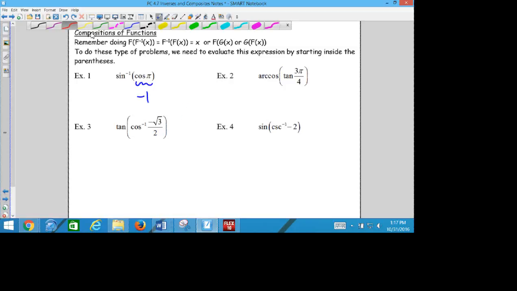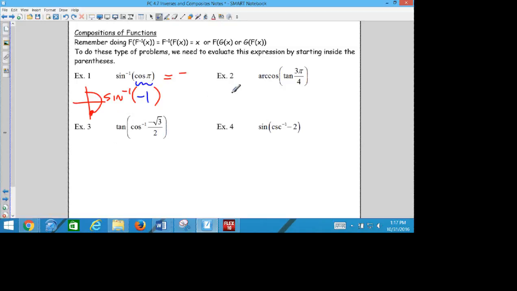Then we take that answer and apply it to sine. So the sine inverse of negative 1. Where is sine negative 1? Can it be 3 pi over 2? No. It's negative pi over 2. So you're basically doing 2 questions in 1.